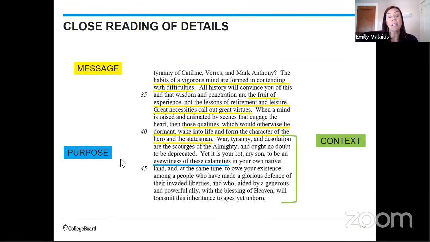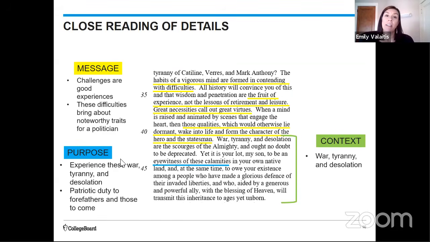It's kind of his duty, his patriotic duty, to learn from these experiences, think about how that has shaped him and how it will shape future generations. And then ultimately his purpose is to be an eyewitness to this and help facilitate this change.